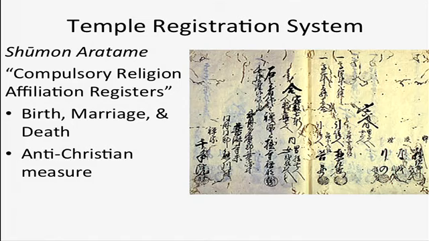It's a lot of work, right? Having to go to this place to register, having to maintain these ties. The government has to pay the temples to keep up the records. So why are they doing this?